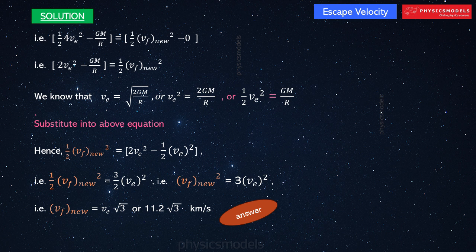This further simplifies the left hand side of the equation, and then you get half into vf nu whole squared equal to 3 by 2 into ve whole squared. And we get the answer as the final velocity vf nu at infinity equal to ve root 3 or 11.2 root 3 kilometers per second.